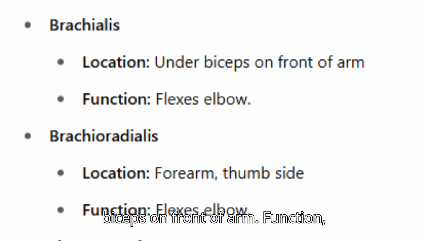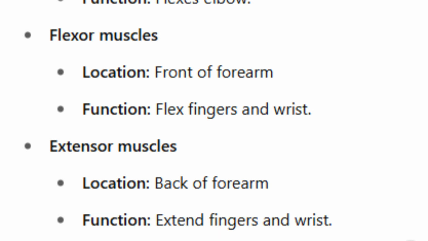Under biceps on front of arm. Function. Flexes elbow. Brachioradialis. Location. Forearm, thumb side. Function. Flexes elbow. Flexor muscles. Location. Front of forearm. Function. Flex fingers and wrist. Extensor muscles. Location. Back of forearm. Function. Extend fingers and wrist.